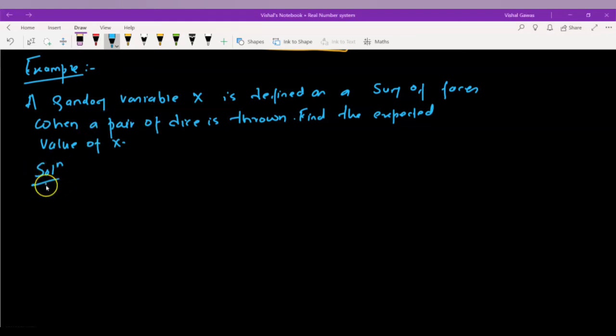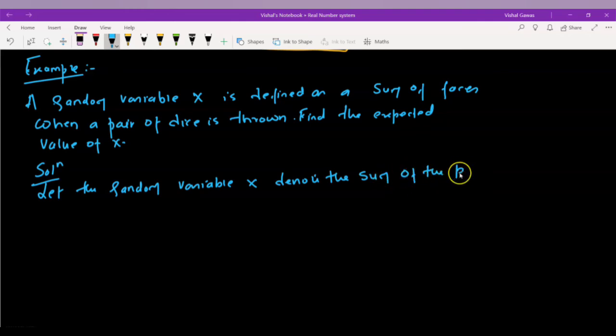Solution. Let the random variable x denote the sum of the points obtained on a pair of dice.